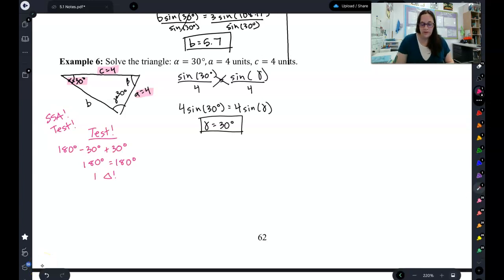Hopefully you pretty quickly noticed that this is a unique triangle because I have two sides that are the same length. I actually have two angles that are the same. This is isosceles. So if you go to solve for gamma, you get that gamma is 30 degrees. So I do 180 minus the angle I found plus the angle I was given. That gave me 180, which is equal to 180, which means I only have one triangle. Thank goodness. So let's do our 180 rule to solve for beta. 180 minus the two angles I've got gives me that beta is 120.